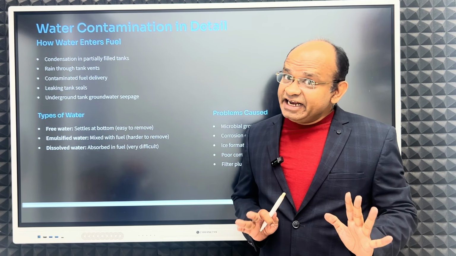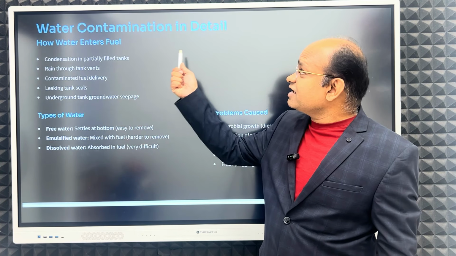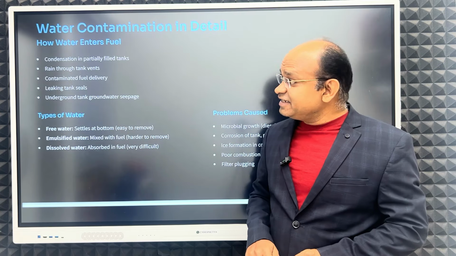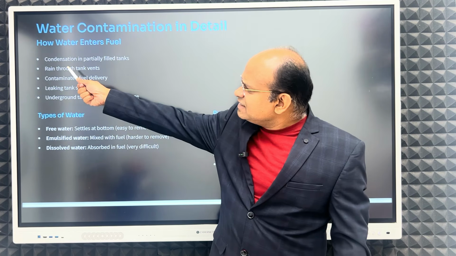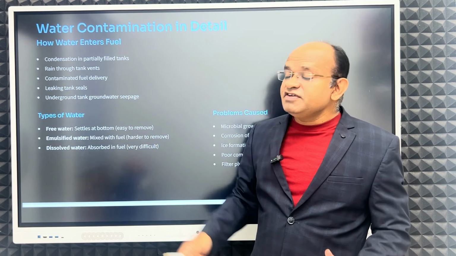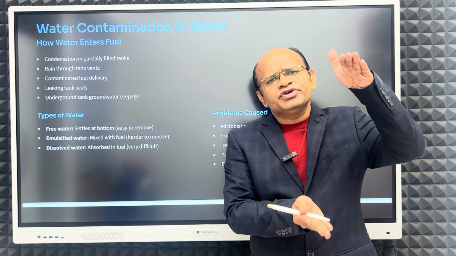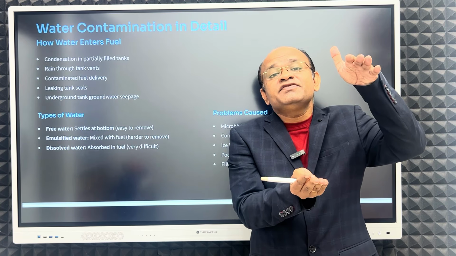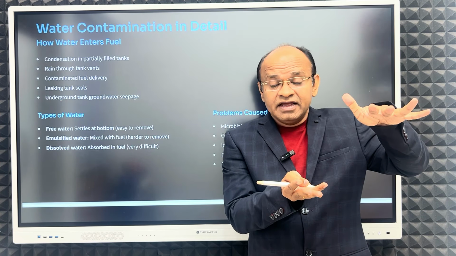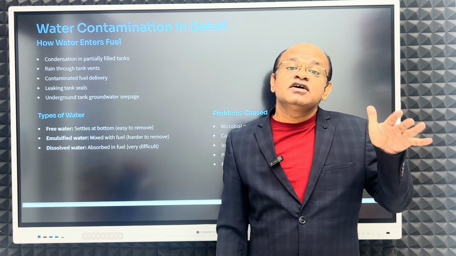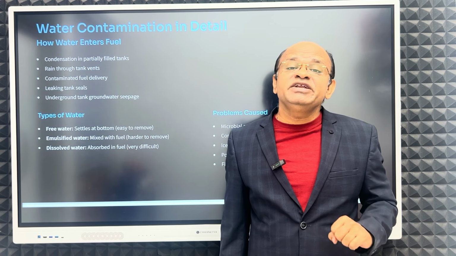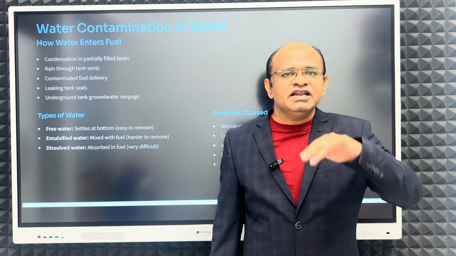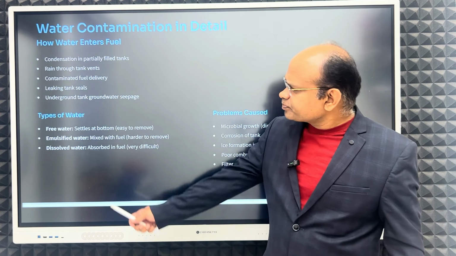Now, first enemy. What is the first enemy? Water contamination in diesel. In detail, how water enters in fuel. What are the reasons? Condensation in partially filled tanks. I already told you, if it is partially filled, it will contain air, and air has a good amount of water vapors. Okay, it depends on the humidity level of that region.